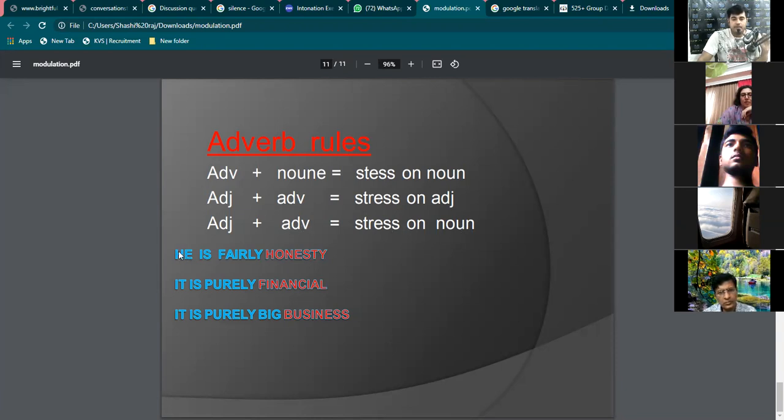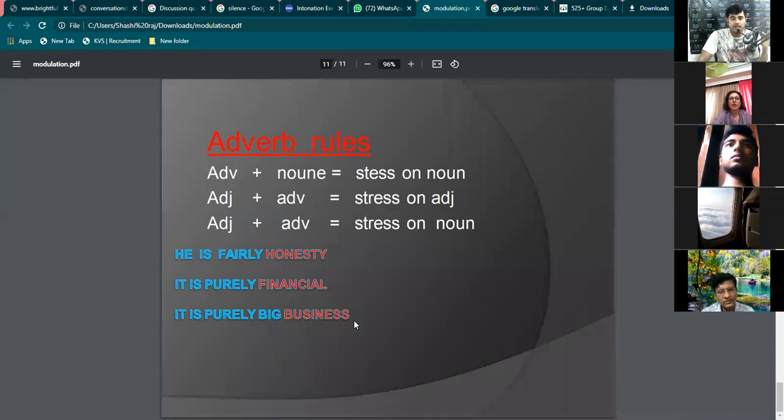Got it? A few examples: "He is fairly honest." Sorry, honest is an adjective. So adjective is here and adverb is here, so you put stress on the adjective. "It's purely financial." Purely is an adverb and financial is a noun, so noun is important, so put stress on financial. Then "It's a purely big business." The adverb is there, the adjective is there, and the noun is there. The trio are here, so you put stress on the noun.